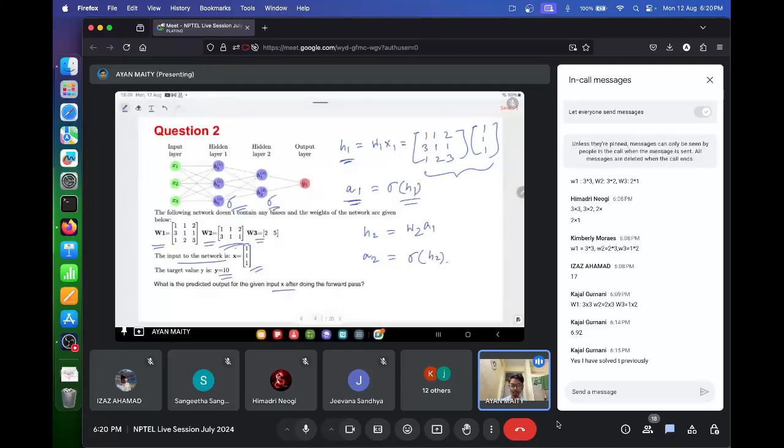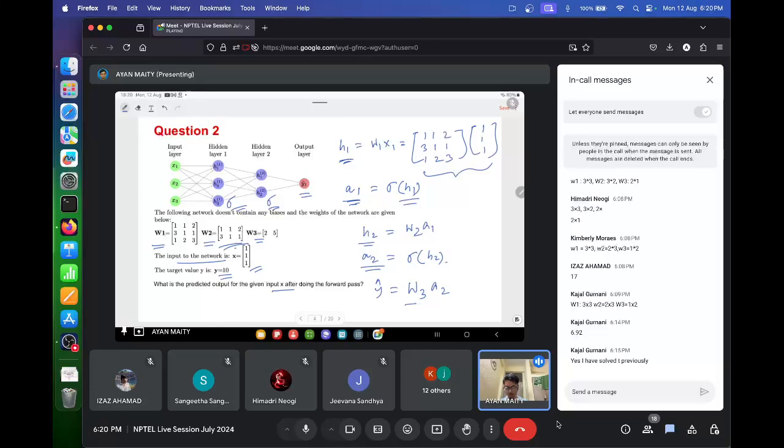Sigmoid will be computed element wise. So if for example H2 is a 2 by 1 matrix, the sigmoid would be applied on both the elements of the 2 by 1 matrix. Now this is the activation of the second hidden layer. Now finally we will compute the output layer. So the output layer, y hat, would be W3 into A2, and as I have already told, the output layer is not using any activation function, basically linear activation or no activation you can consider.